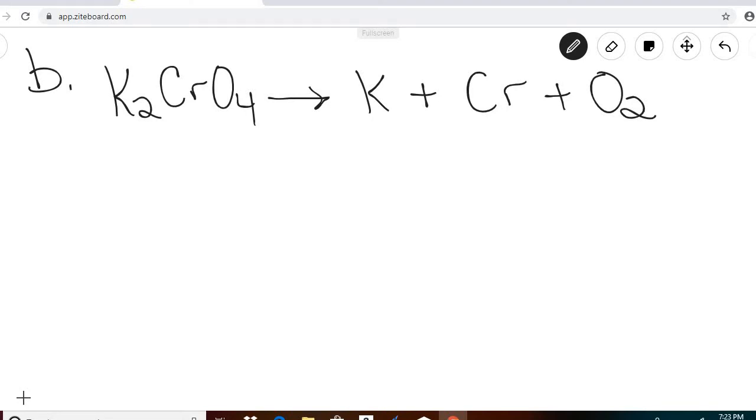Okay, so then if we look at balancing this, we have 2 potassiums over there, so let's get 2 there. We have 1 chromium, so the chromiums are okay. And then we have 4 oxygens over here, and we can get 4 over here by doing that. So that's the balanced decomposition reaction.